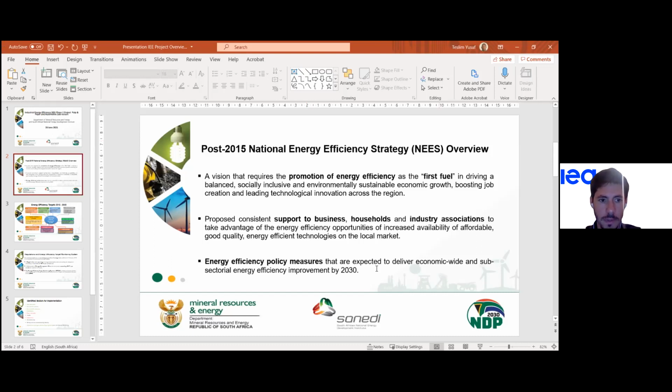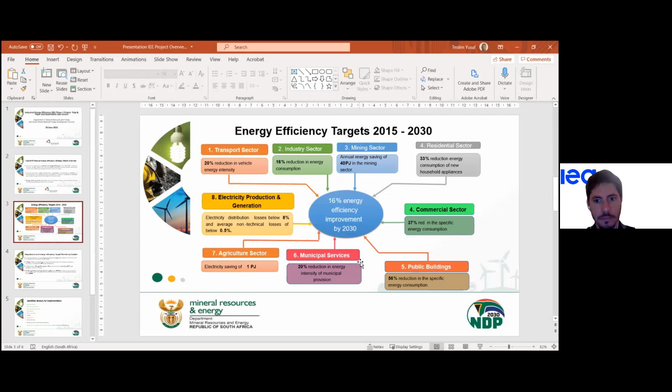improvement post-2030. And then in my next slide, I try to show you the energy efficiency target monitoring system from 2015 to 2030. The key sectors, there are about 8 of them that have been looked at. We looked at the transport sector where they're trying to make a 20% reduction in vehicle energy intensity. And then you have the industry sector that concerns us, where we focus around 16% reduction in energy consumption. And we have the mining sector that's looking at 40 terajoules of energy being reduced in that sector. You have the residential sector, your commercial sector.